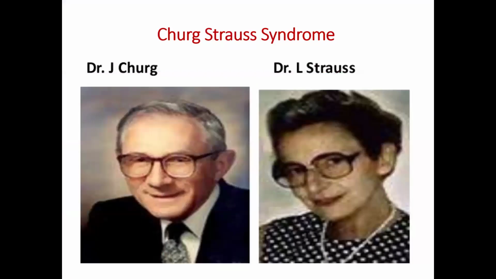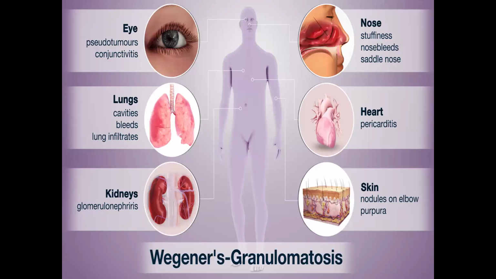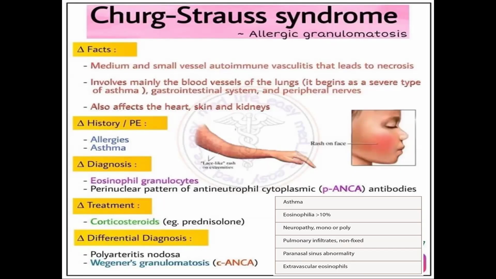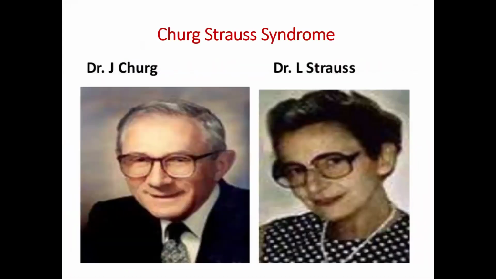This is basically Wegener: C-ANCA, positive C-ANCA. Churg-Strauss, positive P-ANCA. Discovered by Dr. Churg and Dr. Strauss.